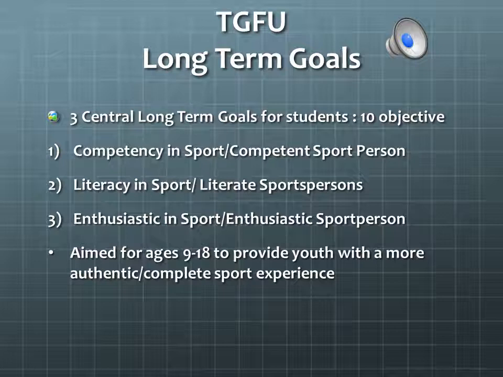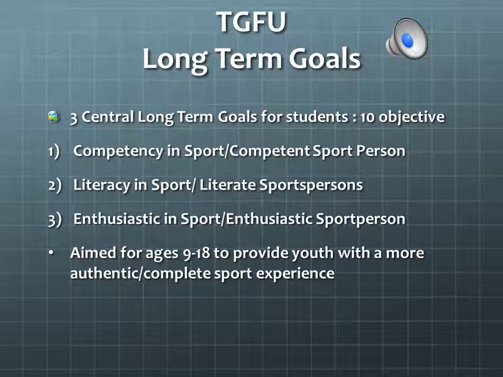The Teaching Games for Understanding model has 3 long-term goals. Sport education aims to have students learn to become players in the fullest sense and help them develop into competent, literate, and enthusiastic sports persons. The first long-term goal for the TGFU model is to create a competent sports person, which the book defines as people with sufficient skills to participate in games at a satisfactory level, to be knowledgeable players, and to execute strategy appropriate to their levels and the complexity of the game.